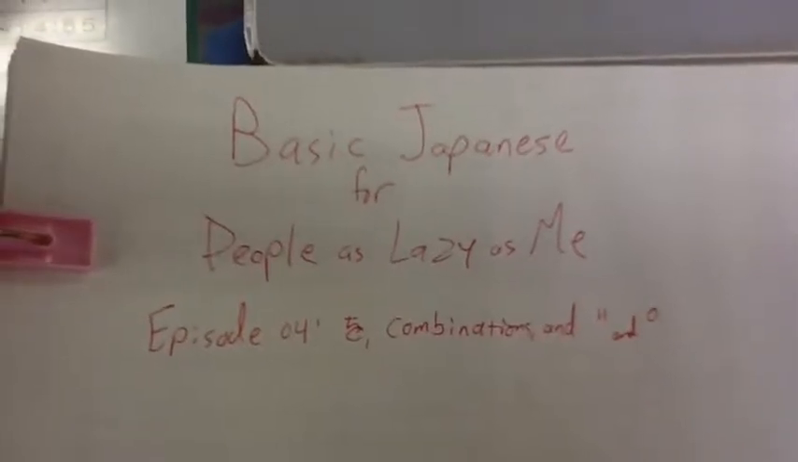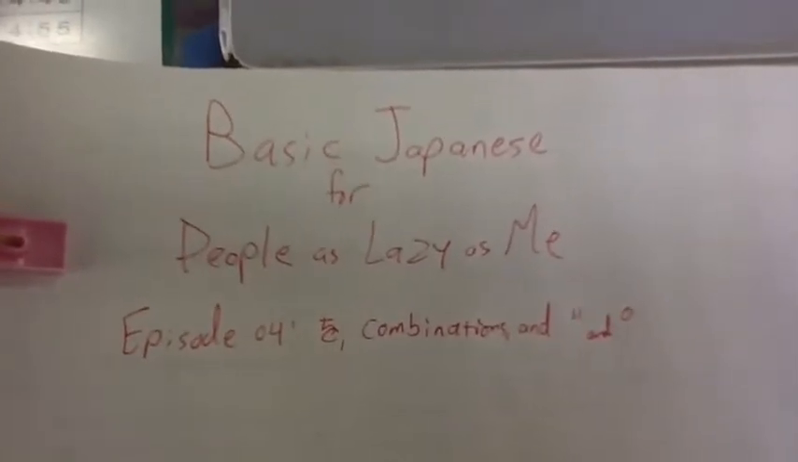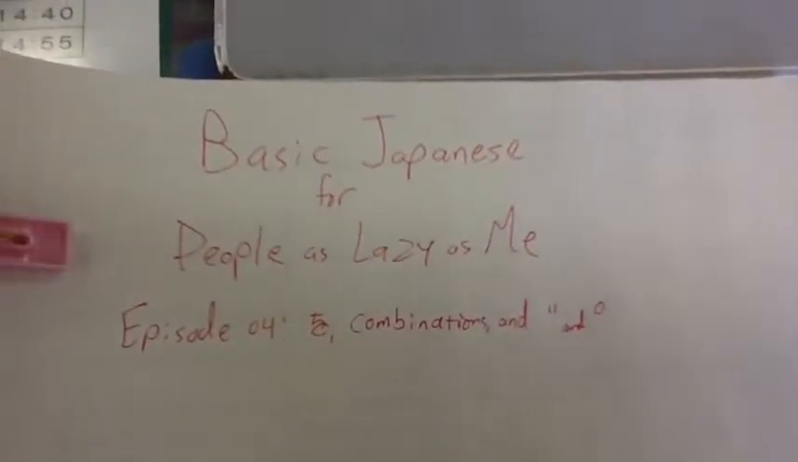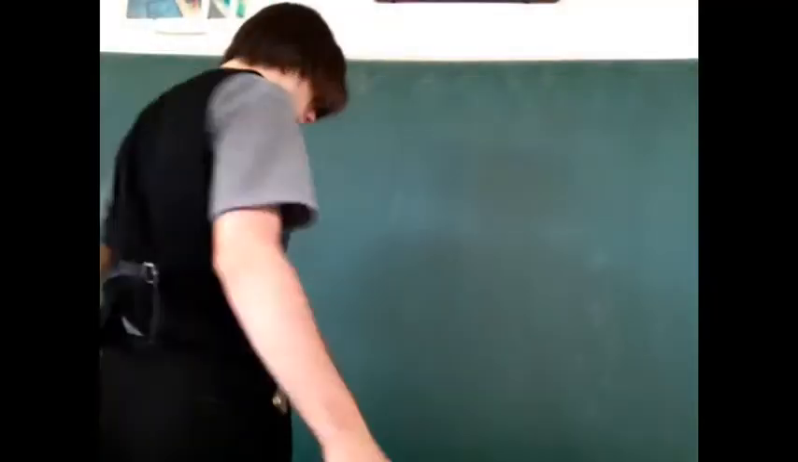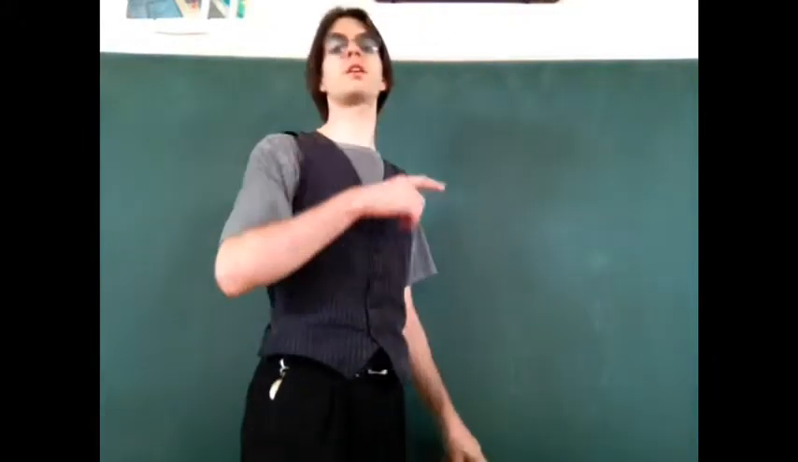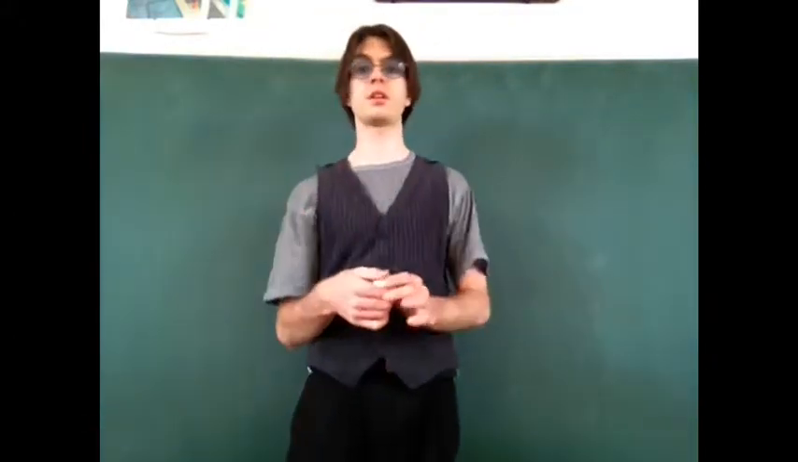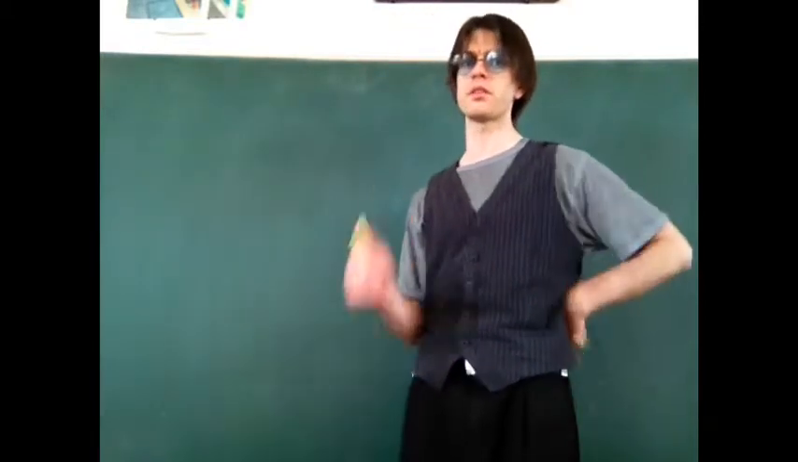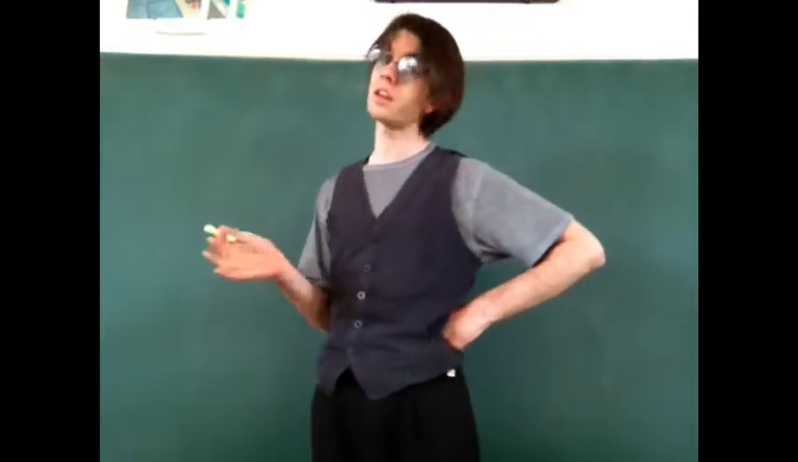Basic Japanese for People as Lazy as Me, Episode 4, using wo, the combinations of stuff, the ten-ten, and the little circle. I guess maru. So I forgot to talk about, in the last video where I said that we were done with the hiragana, I forgot to talk about one thing, because it technically isn't used in any other words. This is technically in the W file.